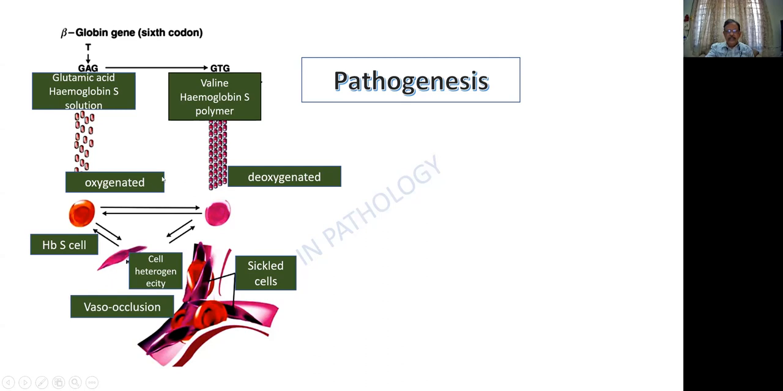evident when the blood is well oxygenated, but when there is some degree of deoxygenation, the sickling starts. This is the hemoglobin S involved cell, and whenever it passes through narrow capillaries or stasis, it undergoes a crescentic change, and you get what is called a sickle cell. This can lead to a vaso-occlusion and many other crises, which we shall be seeing.